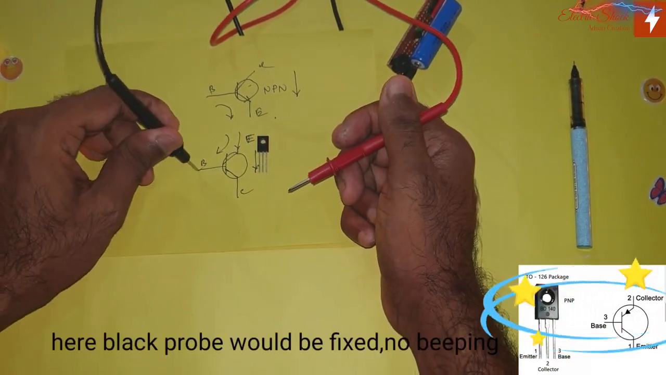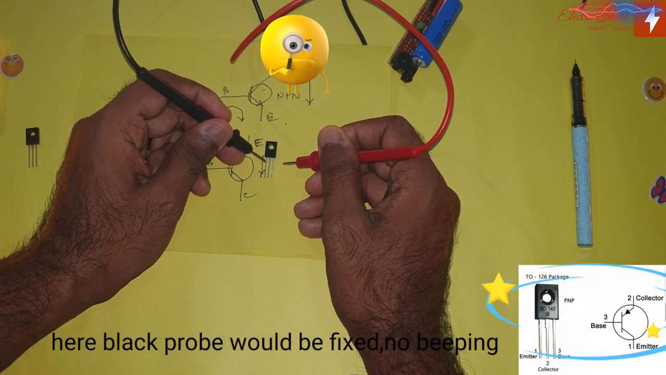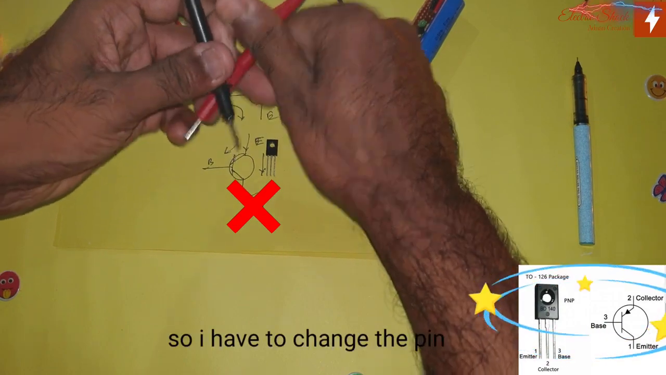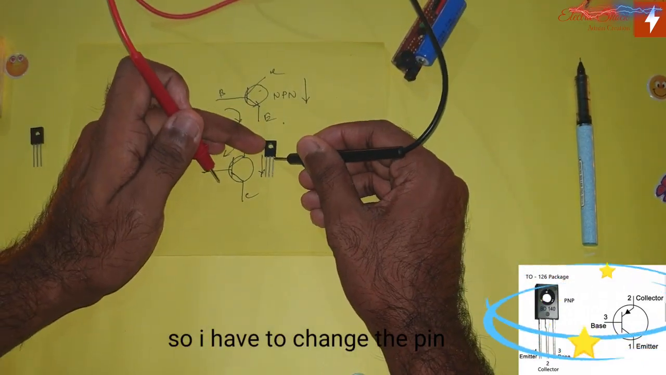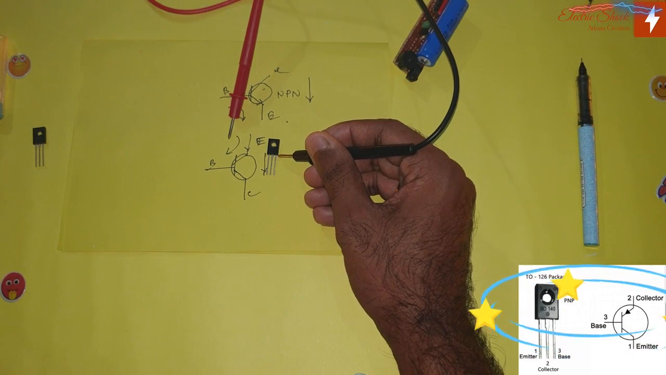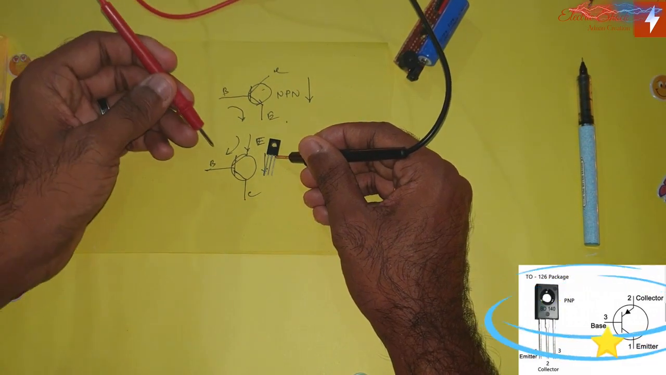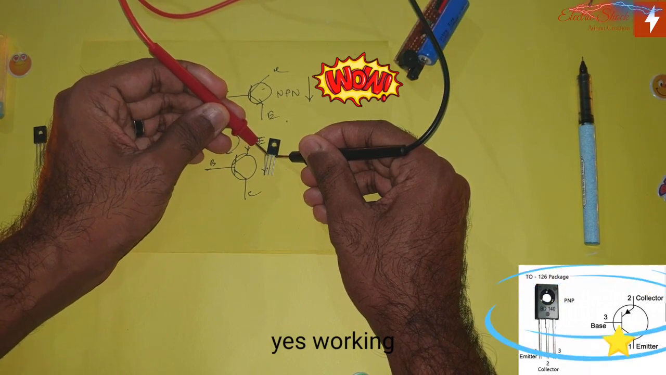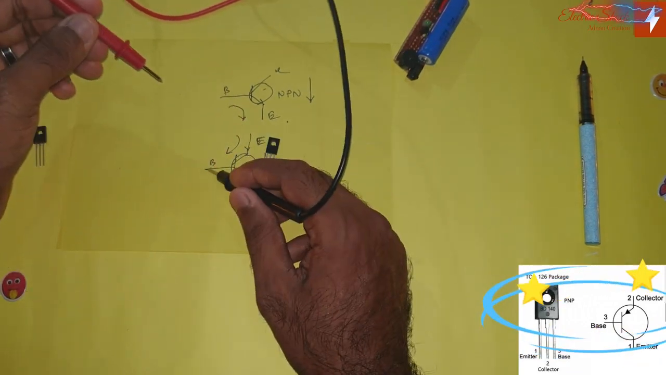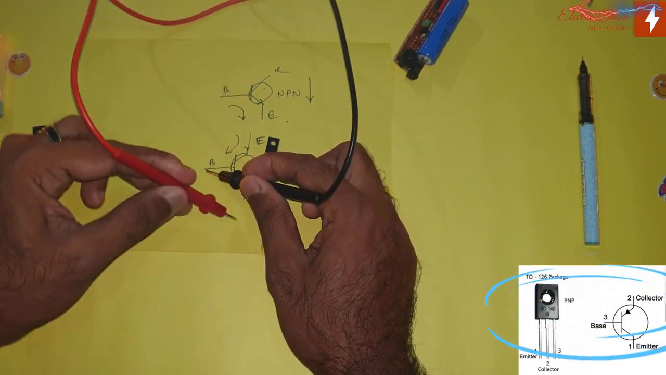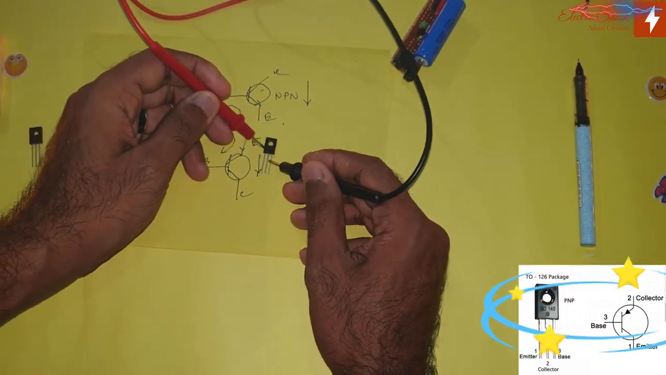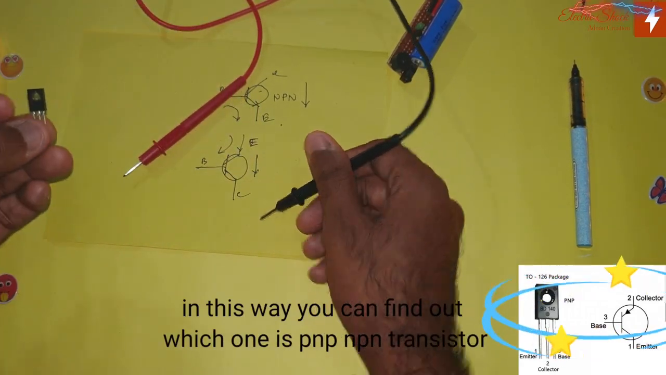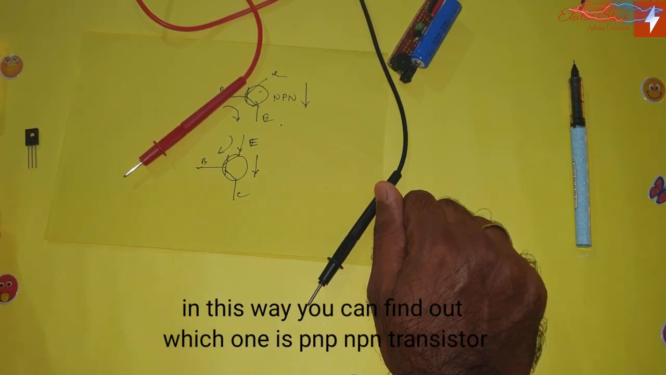Here the black probe should be fixed. No beeping, no beeping. So I have to change the pin. Yes, one beep. Two beeps we have got like this. Here's the base, emitter, collector. So this is a PNP transistor. In this way you can find out which one is PNP and which is NPN transistor.